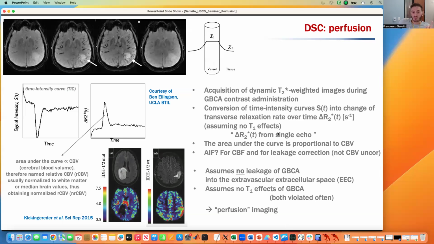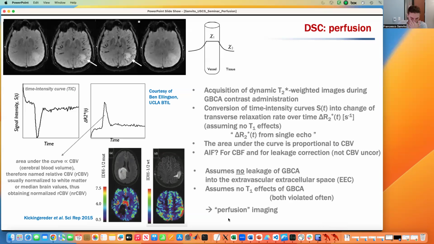In fact, to estimate delta R2 star directly from the signal intensity of a T2 star weighted image, we are assuming that there are no T1 effects. Instead, there are T1 effects in these sequences, which means that this is a prevalently T2 star weighted sequence, but it has some T1 weighting in it. And the fact that this assumption also is violated does cause some problems, as we can see later.